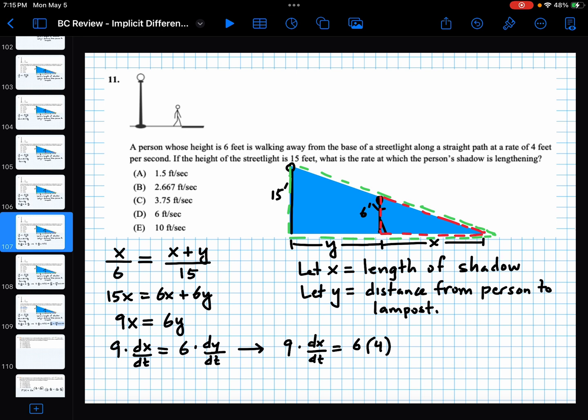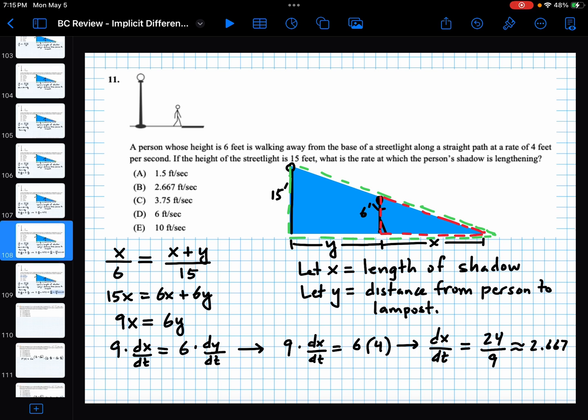So we do that substitution, divide both sides by 9, and we wind up with 24 over 9, or approximately 2.667, rounded off, which is a match to choice B. All right, that was question 11.